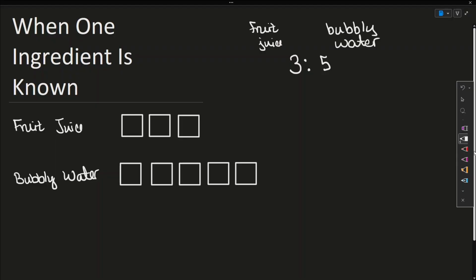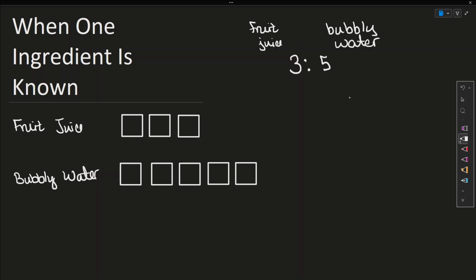We are continuing with our punch mixture. Fruit juice and bubbly water are mixed in a ratio of 3 to 5. 3 parts of fruit juice for every 5 parts of bubbly water. Our strip diagram has 3 squares for fruit juice and 5 for bubbly water. Now we will solve problems where one ingredient is known and we need to find the other ingredient.